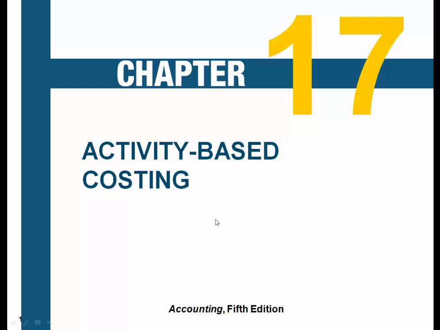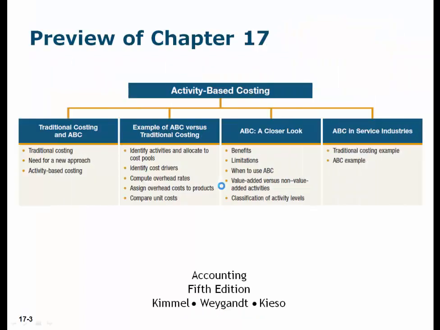The objective of activity-based costing is to get a more accurate product cost for products than what you would see in traditional costing. We're going to look at the differences between traditional and activity-based costing, why we need a new approach, and what activity-based costing is. We're going to look at an example of the differences, then at the benefits and limitations of activity-based costing, and also at an example in the service industry.